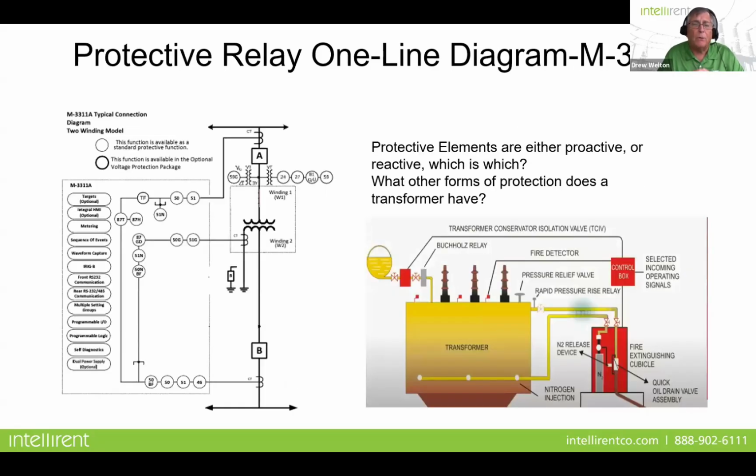If we look at a typical one-line diagram, and all digital relays have one-line diagrams to illustrate where they're connected to the system and what protective elements are there, I kind of like to look at these in two different groups for transformer protection. One which I'd call proactive and one which is reactive. And it's important to understand which is which because I would consider a differential relay to be reactive.